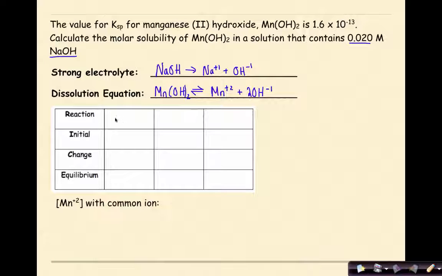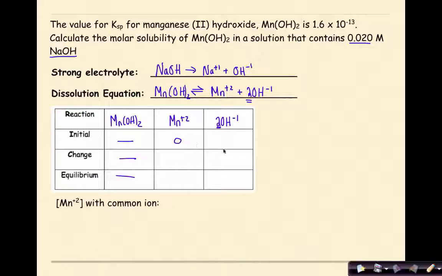Then I'm going to take this dissolution equation and put it into my reaction right up here. So Mn(OH)2, Mn+2 and 2OH-1. And I'm just bringing the 2 from here down to here to remind me that that 2 exists in my dissolution equation. Now remember, manganese(II) hydroxide is in the solid state, so we're not going to have any values for this. And at the very beginning, based on this reaction, our concentration of manganese ions will be 0.